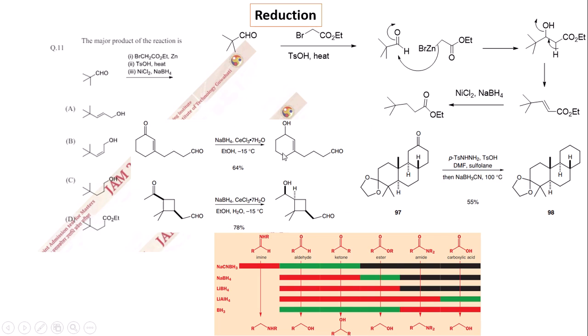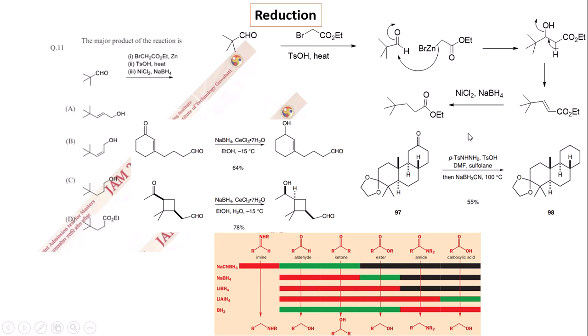Similarly, a chemoselective reduction also takes place. This is called Luche reduction, where sodium borohydride in the presence of cerium chloride reduces the carbonyl group selectively instead of the aldehyde group. Here the alpha beta unsaturated carbonyl group is reduced faster compared to the aldehyde group. Another example is that here tosyl hydrazine in the presence of p-toluenesulfonic acid in DMF, with sodium cyanoborohydride, the carbonyl group is removed to produce the cycloalkane derivative.